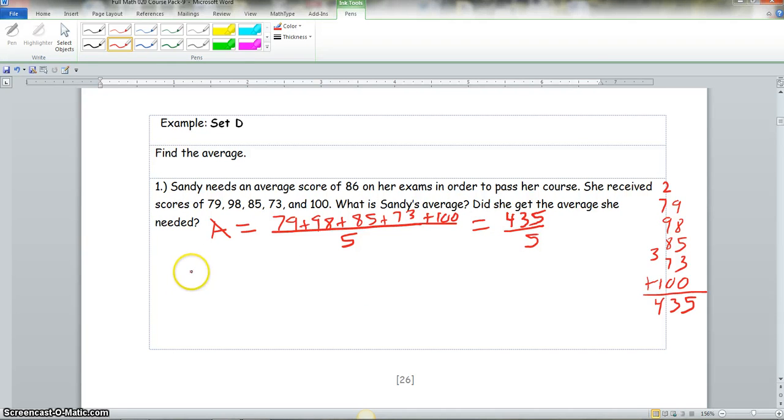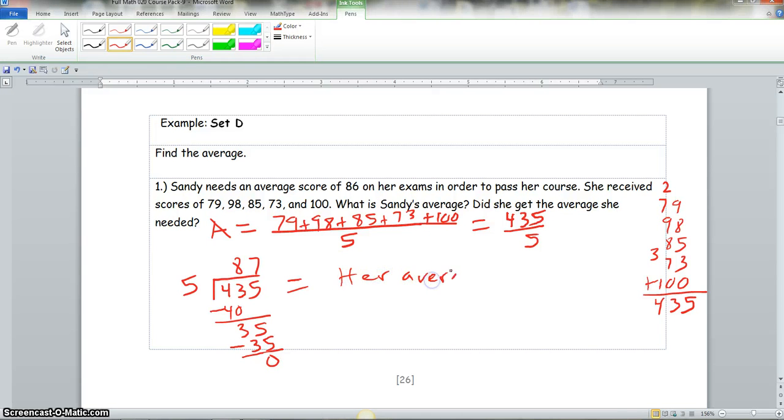So now we would divide. We would take 5 into 435. 5 goes into 43 8 times. 8 times 5 is 40. 43 minus 40 is 3. Bring down your 5. 5 goes into 35 7 times. Subtract 35 and we have 0. So it says, what is Sandy's average? Her average is 87. Now it asks, did she get the average she needed? Yes.